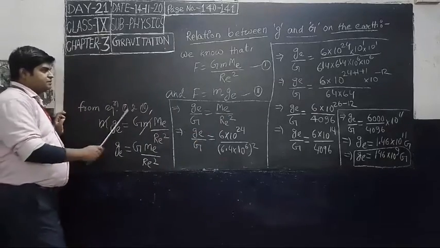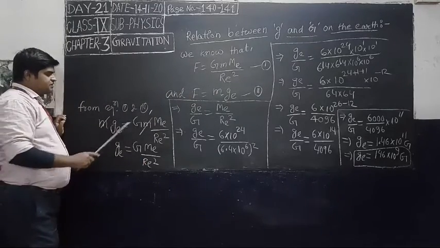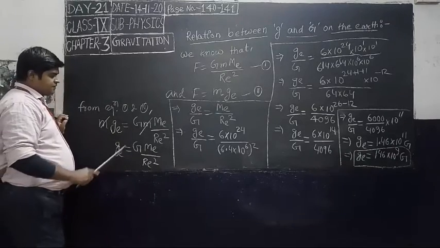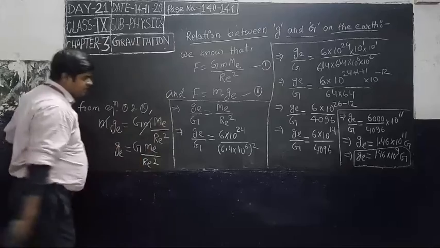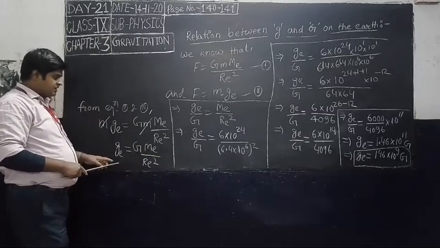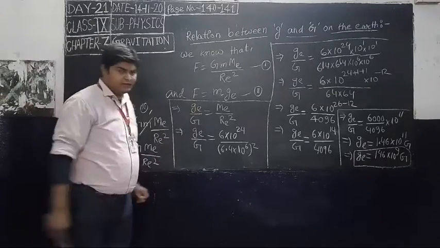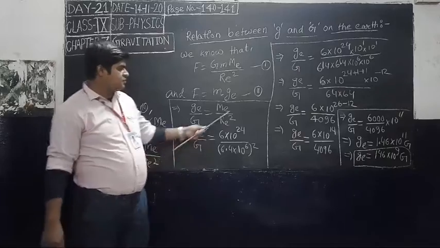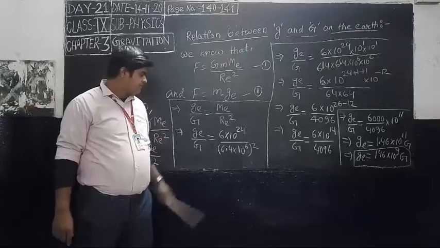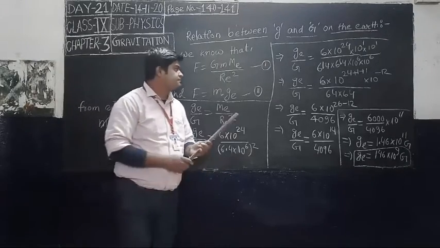Now from equation 1 and 2, left hand side equal to right hand side. m g is equal to G M_E m by R_E square, m cancels out, then it becomes g is equal to G M_E by R_E square. Now use the transpose rule, g becomes the denominator: g_E by G is equal to M_E by R_E square. Then g_E by G is equal to, put the value of M_E, mass of earth, you know very well, 6 into 10 power 24 kg, R_E radius of earth 6.4 into 10 power 6, whole square.